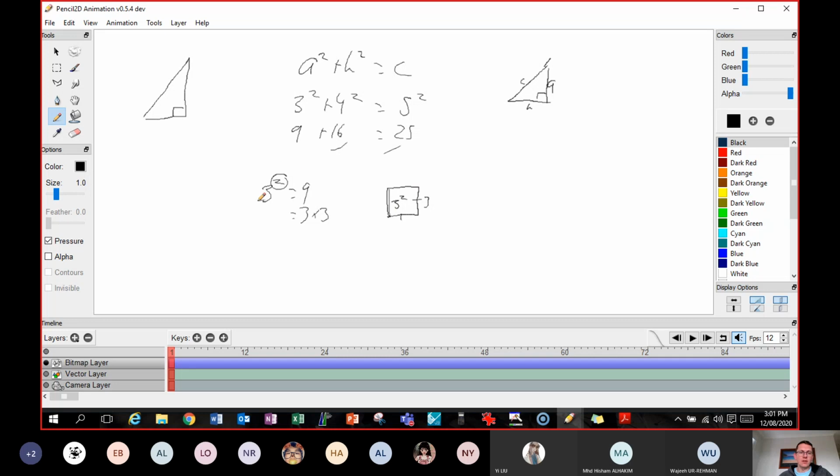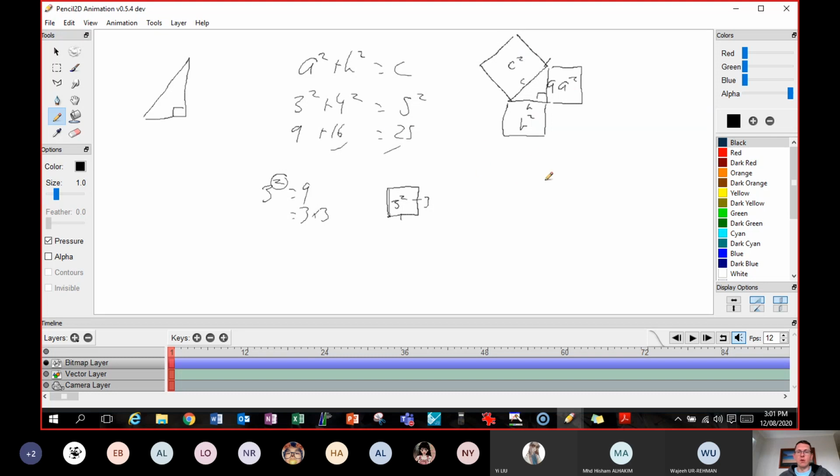So the area of this, I could say, is 3 squared, right? So when we talk about a squared, it actually means the area. We're actually talking about this square, a squared. When we talk about b squared, we're going b by b, which would make a square. That's why we call it squared. So the area of this plus the area of that equals the area of this one. And that's why you'll see this image as one of the proofs.